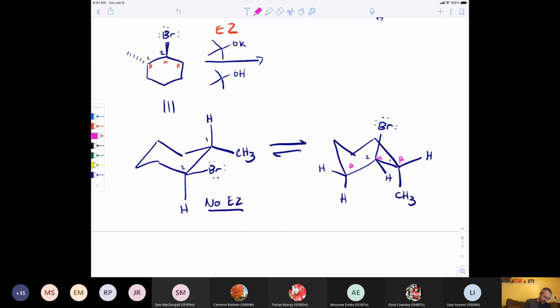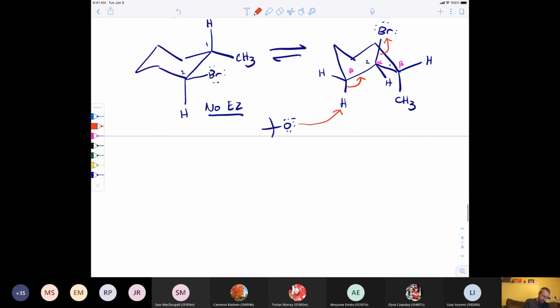We're going to bring our bulky alkoxide in that we have from our conditions up here. We're going to get rid of the K plus and just have O minus. We're going to grab our beta hydrogen, kick that out, and that goes to the bromine. So this, if we want, we can leave it on the chair. This makes a double bond here. And the CH3 is still where we left it. We didn't react it there.